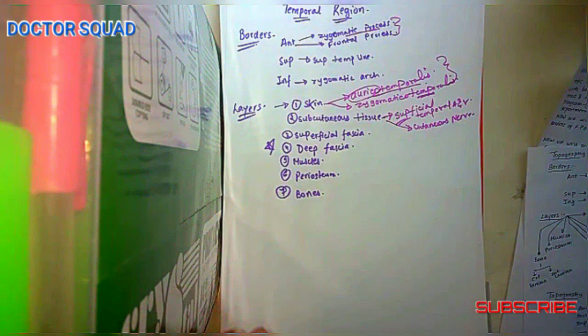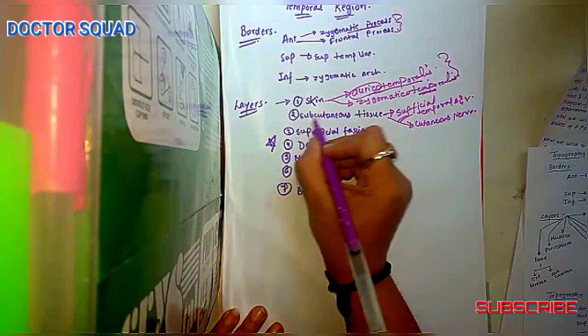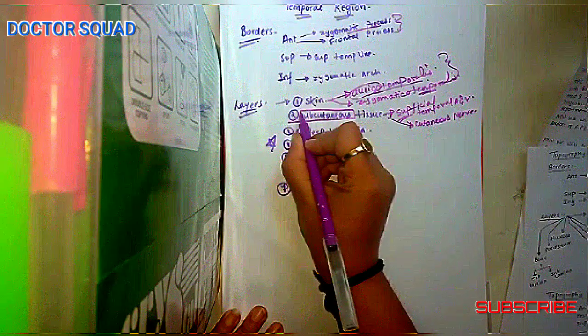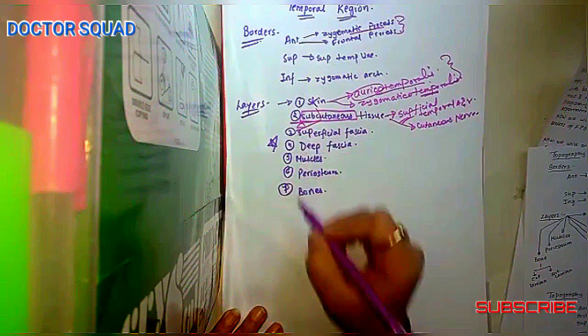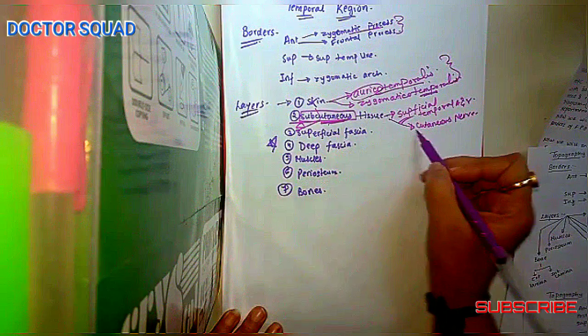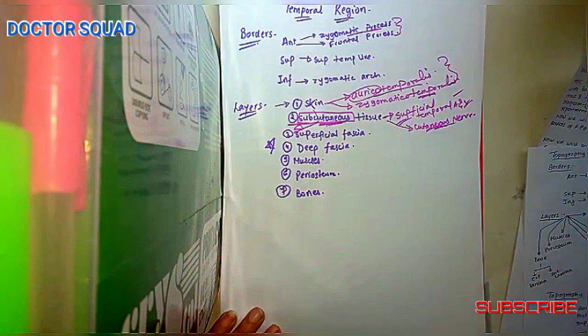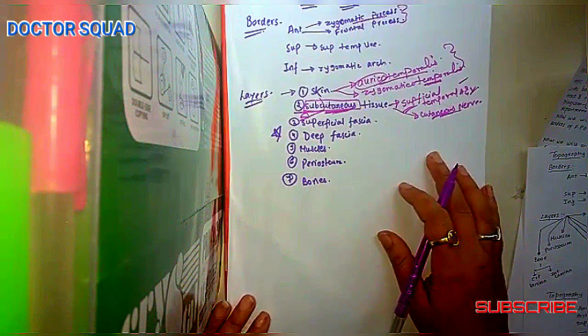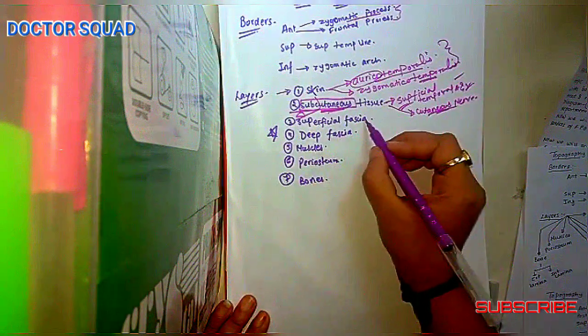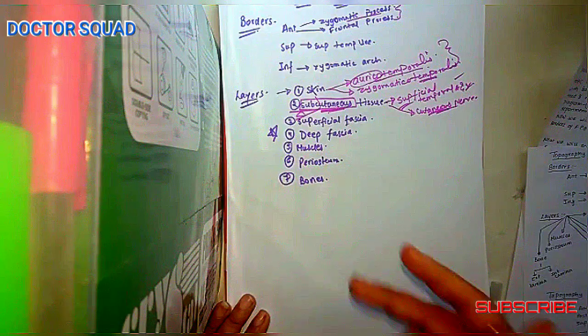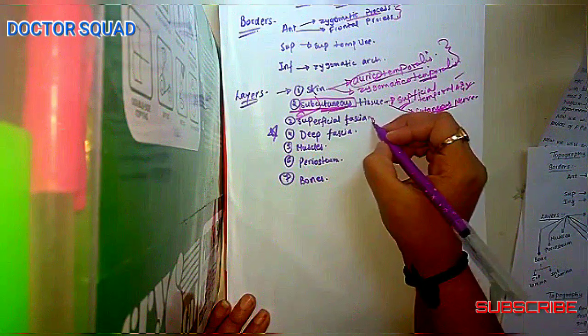How will we remember this nerve? By the layer. You know this layer is subcutaneous. Remove the "sub", we have cutaneous, so it is cutaneous now. So you will remember this both artery and nerve. Then we have superficial fascia.